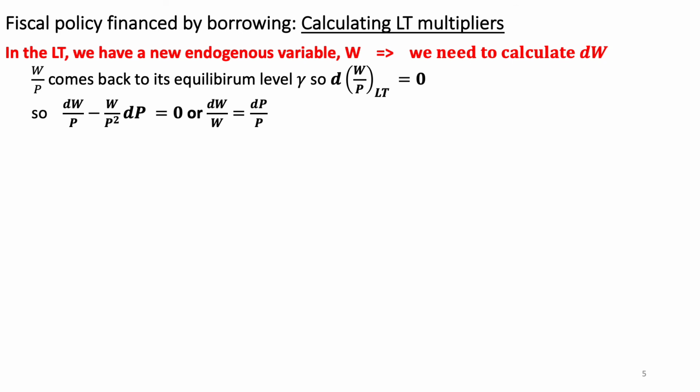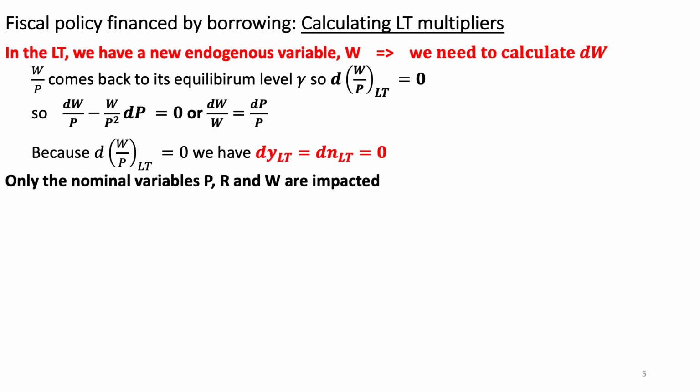Because the real wage does not vary, we also know that output and employment will not vary in the long term. So dy long term equals dn long term equals 0. In other words, in the long term, the fiscal policy has no impact on the real variables. It only has an impact on the nominal variables P, R, and W.